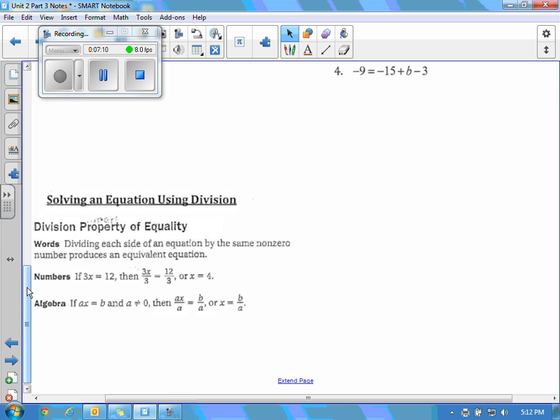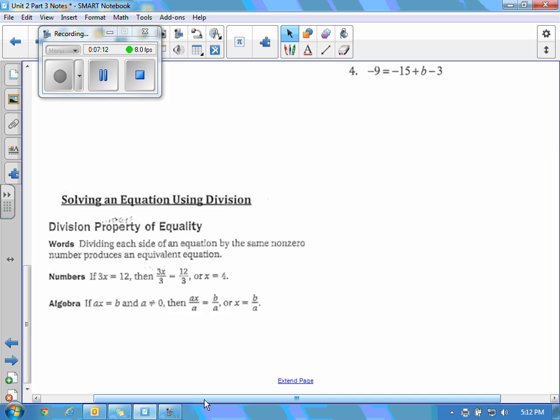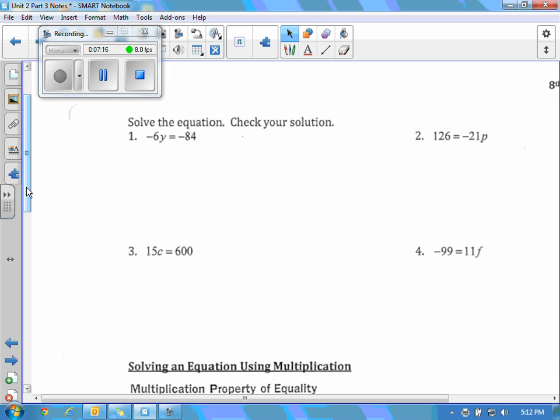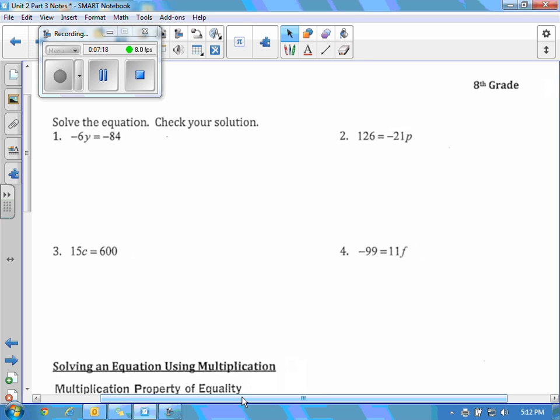Division property of equality. Again, this is straight out of the book. If it helps you, great. If it doesn't, no worries. So now, if you look at the equations we have here, for all of these, we have a number right next to a variable, which means that's multiplication. We undo multiplication with division.